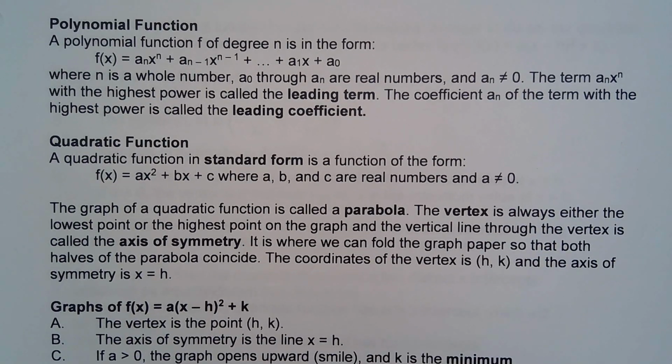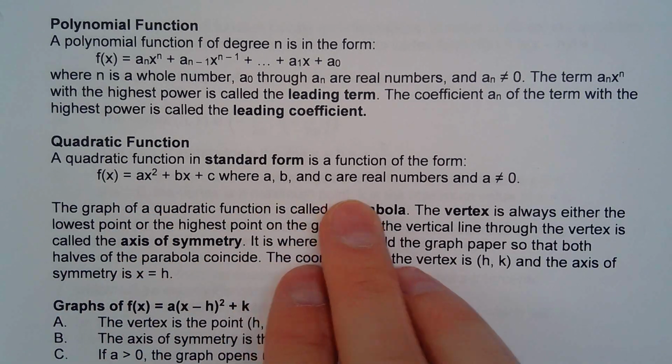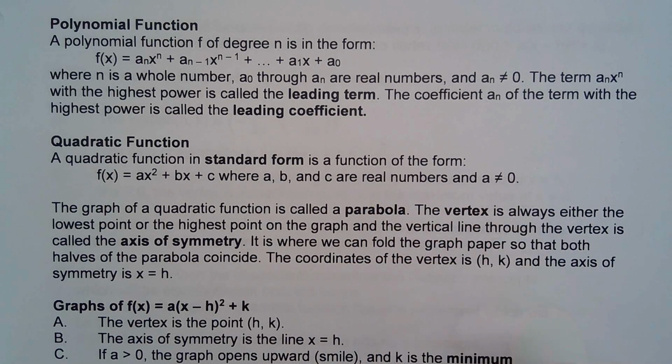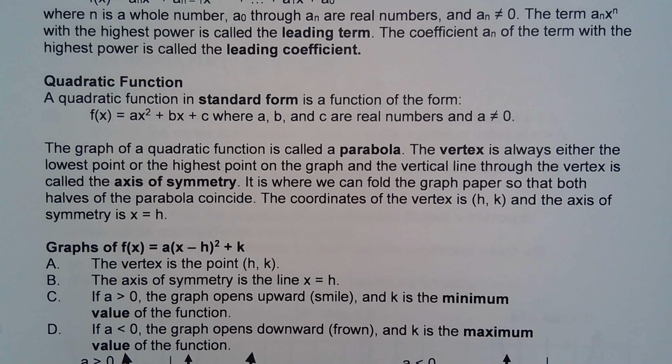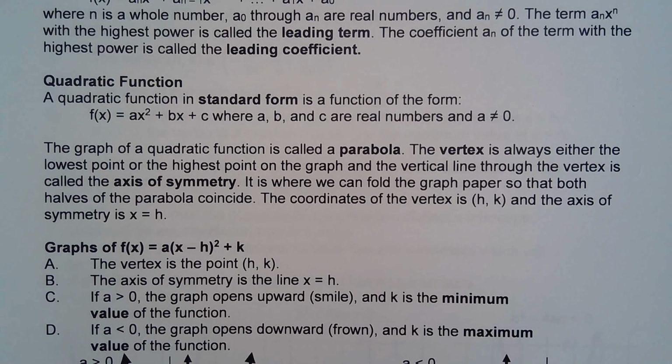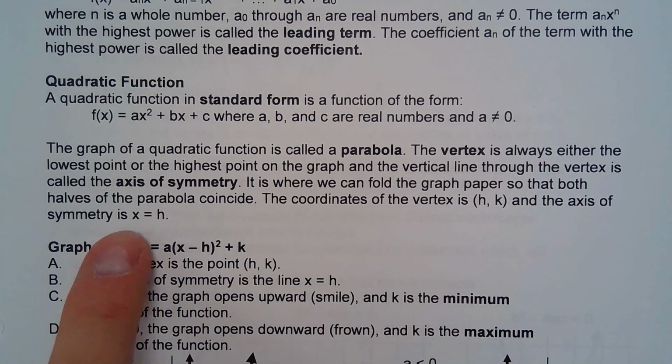A quadratic function standard form is a function written in the form f of x equals ax squared plus bx plus c, where a, b, and c are real numbers and a does not equal 0. The graph of a quadratic function is called a parabola. The vertex is always either the lowest point or the highest point on the graph, and the vertical line through the vertex is called the axis of symmetry. It is where we can fold the graph paper so both halves of the parabola coincide. The coordinates of the vertex are h comma k, and the axis of symmetry is x equals h.